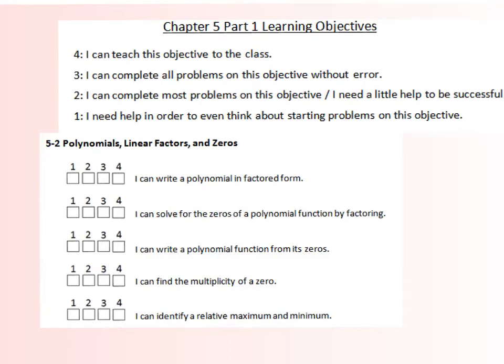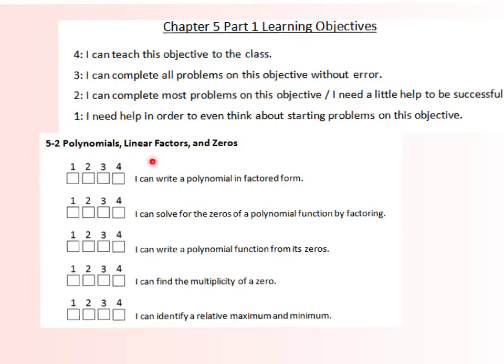Hey you guys, in this video we are going to look at these last couple objectives from Chapter 5, Section 2. So in the last video we checked off writing a polynomial in factored form, solving for the zeros, and writing a polynomial function from its zeros. So we marked off those three.